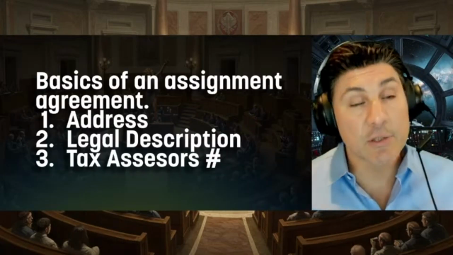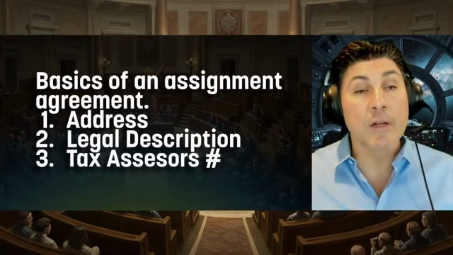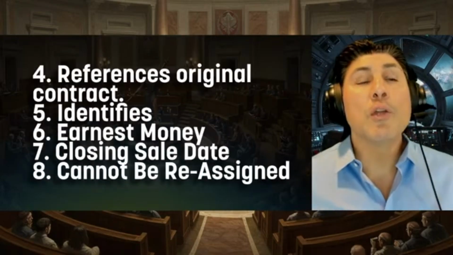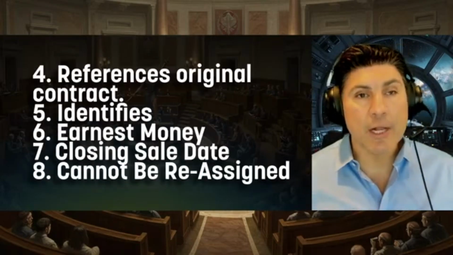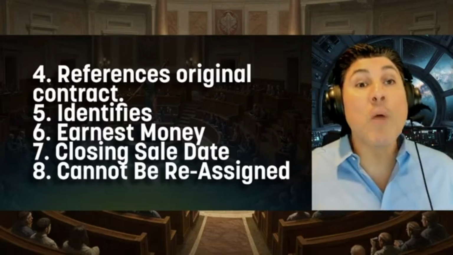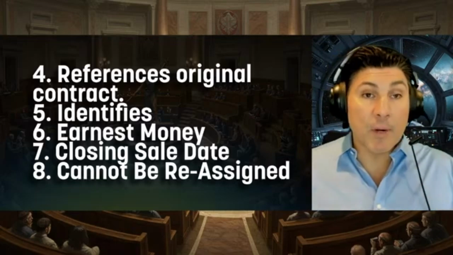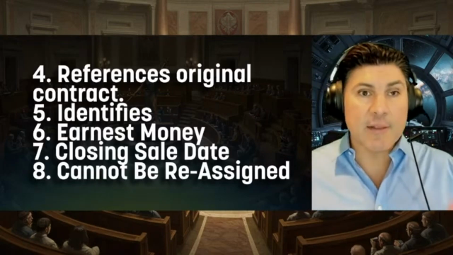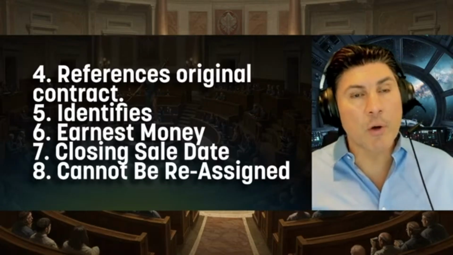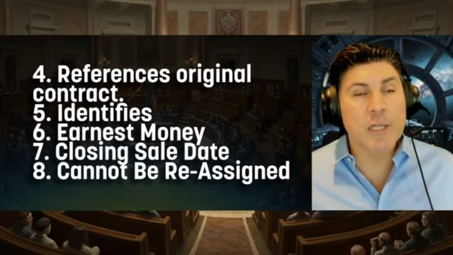You want the tax assessor's parcel number, the APN, whatever it is that you want to call it. You're going to need that as well, and I talked about how you can get that too. You want to reference the original contract. So the assignment agreement has to reference the original contract that you have with the seller. It's going to say the original contract for the property address dated, which was the date that contract was executed, between the seller's original name and your name. So you have to reference the original contract, or the two aren't associated with one another.